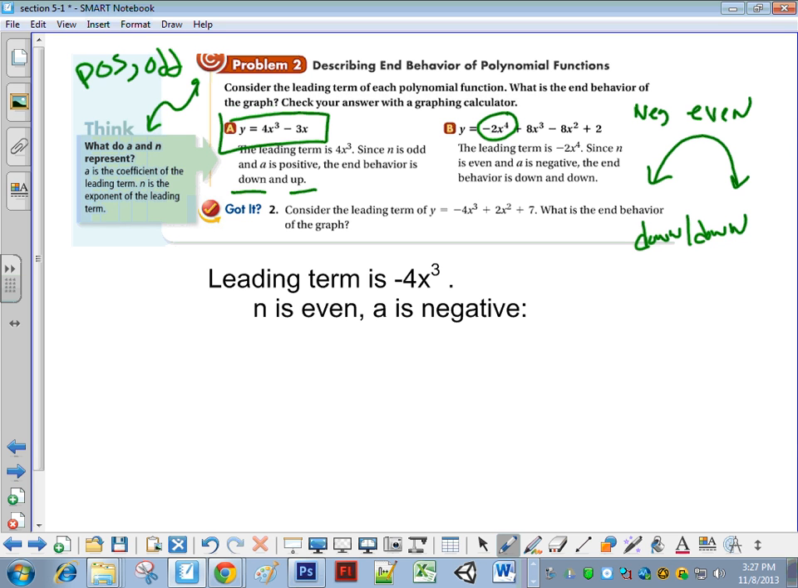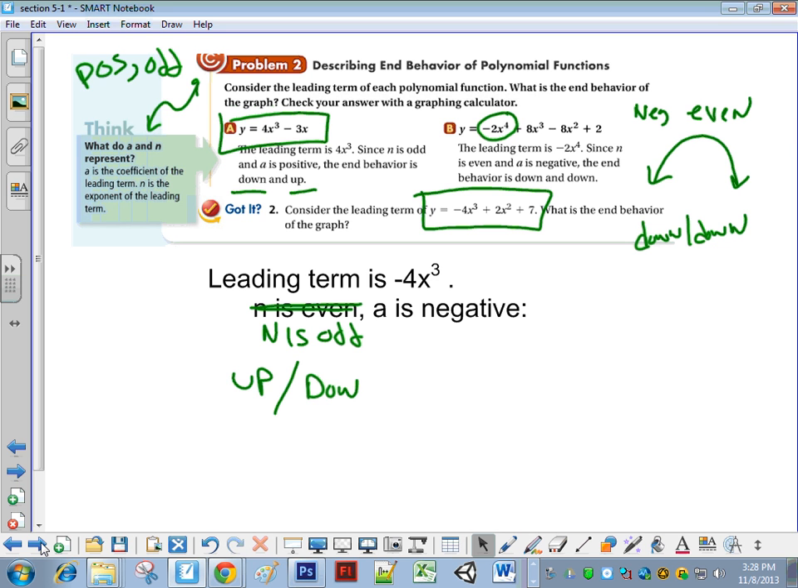And I'm looking at this one here. I have negative 4x cubed. So we have even and we have the value being negative. So I'm sorry, the n is not even in this case because it's 4 to the third power. The n is odd. So our behavior is opposite. Okay, so if it's negative, what's going to happen? It's going to be up and down.